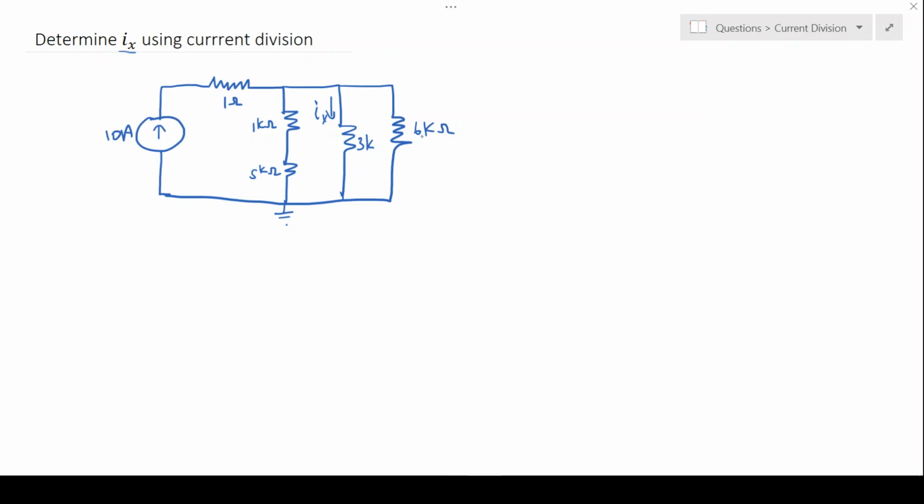over those three branches. But most importantly, because we know that the current division method usually works with two branches, we need to determine whether or not changing this configuration will impact what we're looking for. So if we don't change the value of the resistance flowing into this particular branch, then we're not going to change the value of the current, right?